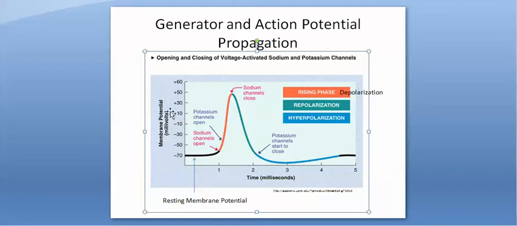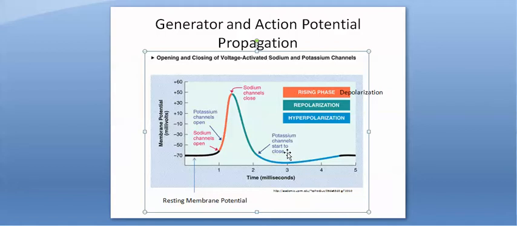So this is measuring the inside of the cell, that membrane potential. We're becoming more and more positive on the inside of the cell, and the potassium channels open. Then at the very peak, at the most positive, where it's actually more positive on the inside of the cell than the outside, although that's not typical at resting membrane potential, the sodium channels close. So remember, sodium channels open and close first. Then later, the potassium channels start to close.